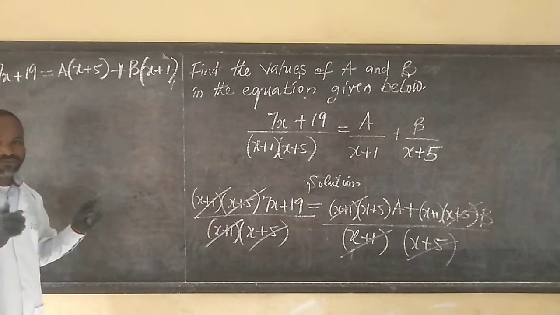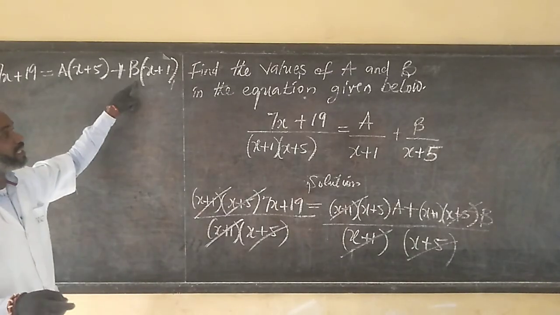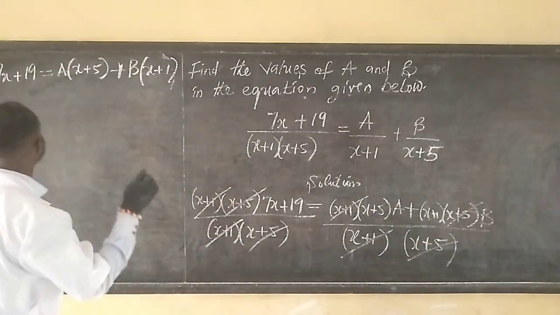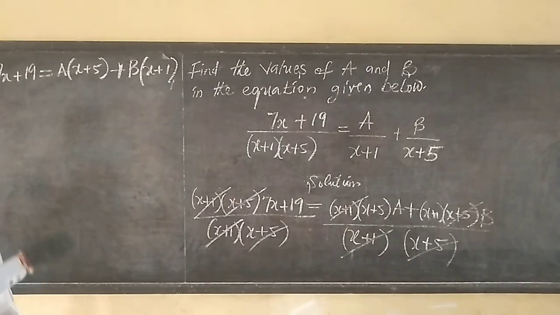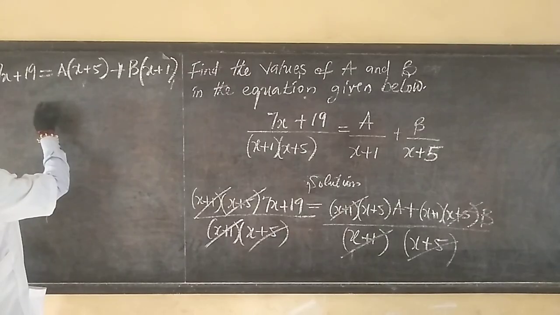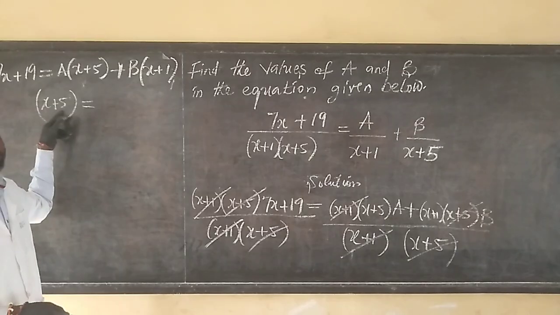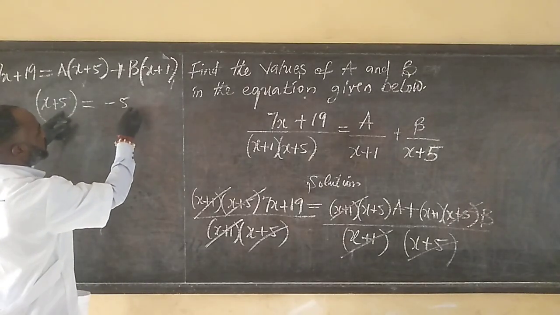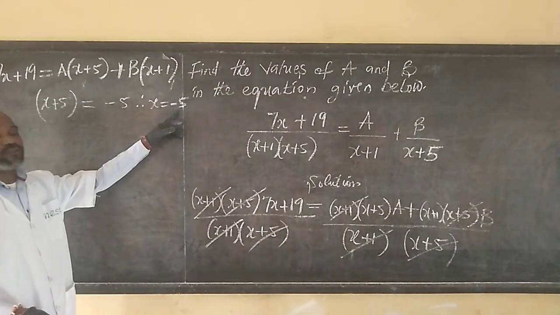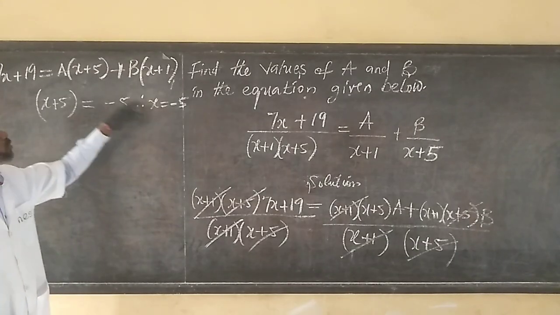So what do we do? Well, be careful, we have not found the values of a and b as stated in the question. So we need to find the values of a and b respectively. What do we do? We pull out one of the brackets. We pull out this, it becomes x plus 5. So what should be the opposite? The opposite of plus 5 is minus 5. Therefore, x is now minus 5. Anywhere we see x, we substitute with minus 5.